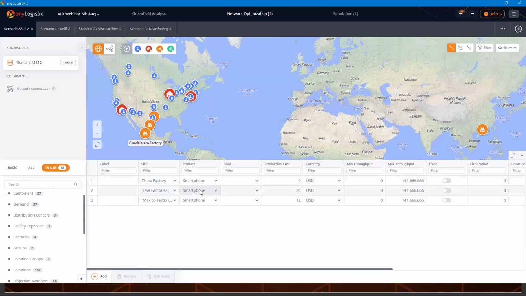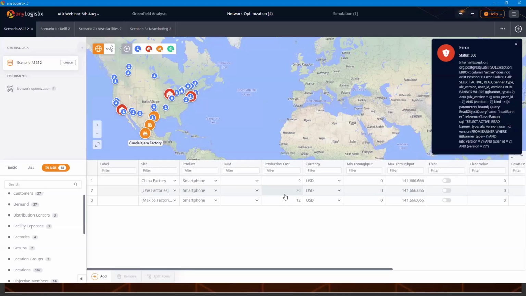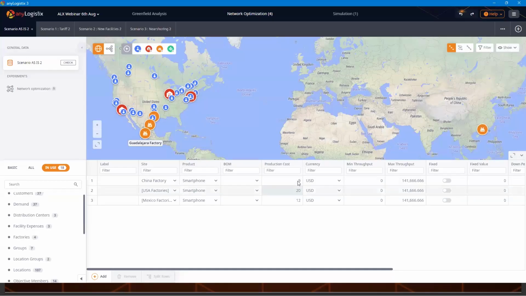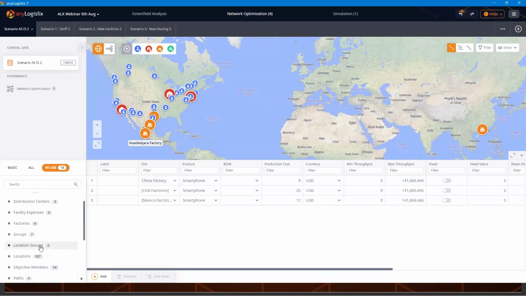So in China, if we want to produce anything, it will cost us like $9. In the USA factory, obviously, we have a lot of high, I can say, labor costs. So overall, the production cost is very much high compared to China, and then we have Mexico. So Mexico is in between China and the USA. We have the throughput capacity. Per month, I can produce only this much number of smartphones.